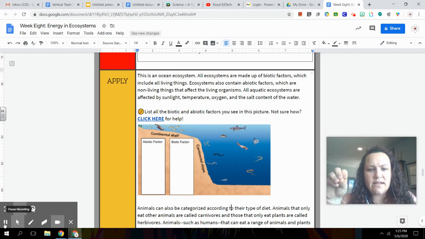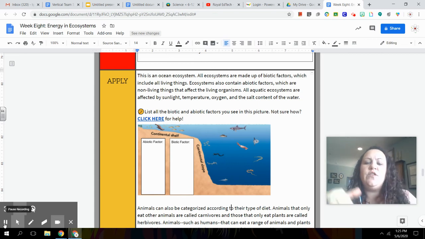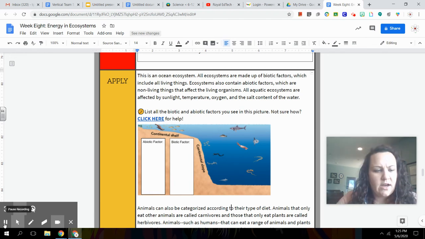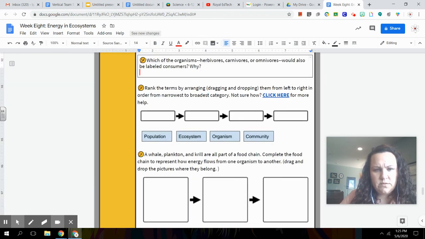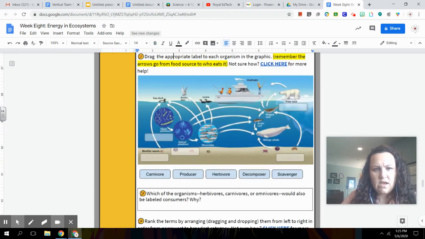All right, for the apply section, you're going to apply what you understand about these vocab words, these terms, these ideas, to a few situations. So looking at this picture, we're picking out the abiotic and biotic factors. And then we're going to continue on. Oops, I went too far. Okay, this portion is talking about a food web, which, we did a food web a minute ago.